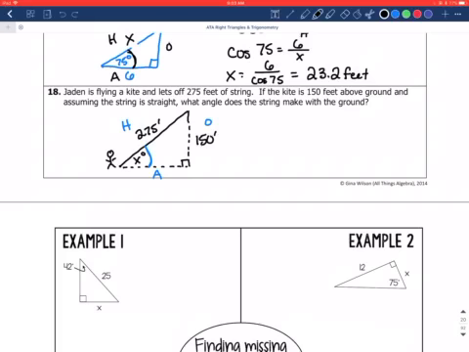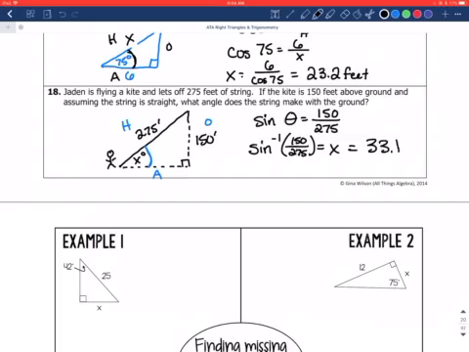All right, so sine of theta equals 150 over 275. And then we're going to use inverse sine. And that'll be 150 over 275. And that will give us our angle. And that angle will be 33.5 0.1 degrees. There's your final answer there.